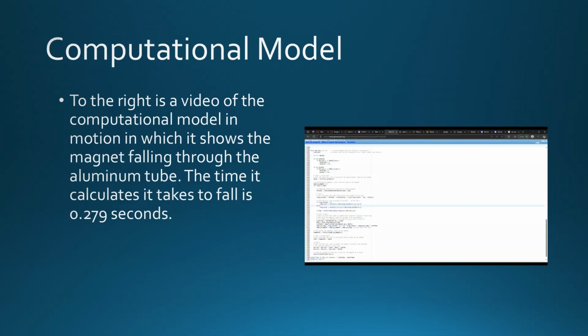Computational model. To the right is a video of the computational model in motion in which it shows the magnet falling through the aluminum tube. The time it calculates it takes to fall is 0.279 seconds.